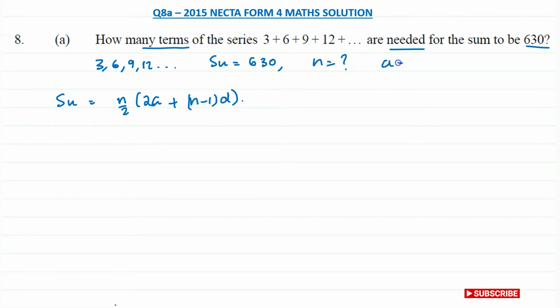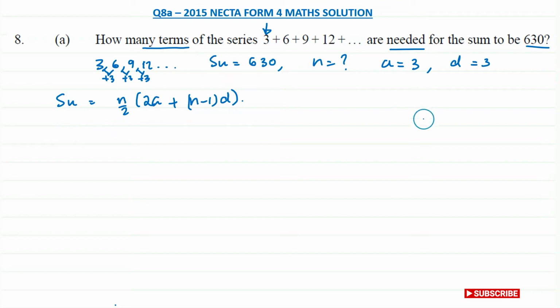Well, a is the first term. So a is equal to 3. D is a common difference. It's a number that increases or decreases between the numbers. So in this case, we can see plus 3, plus 3, plus 3. So the common difference in this case is positive 3. All we have to do now is substitute the numbers in.